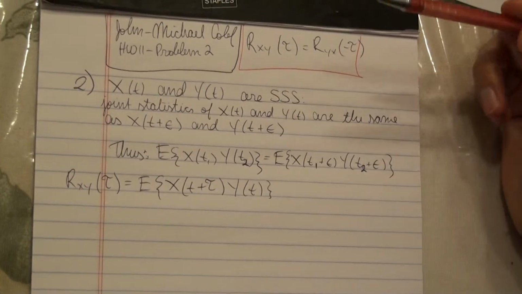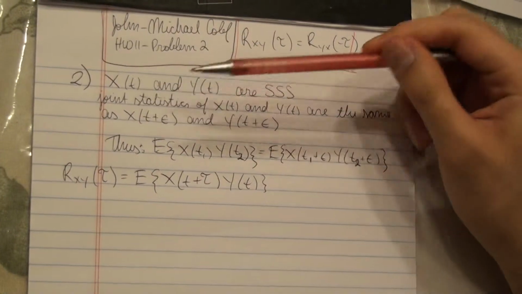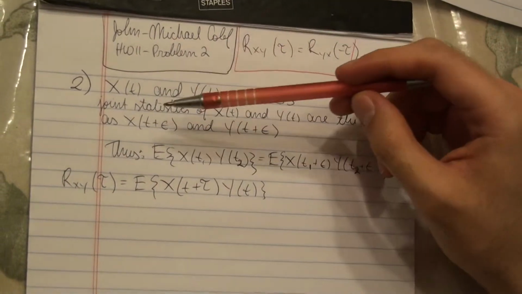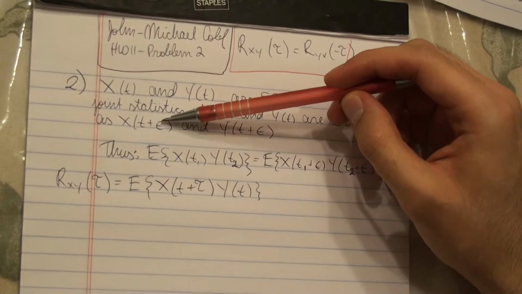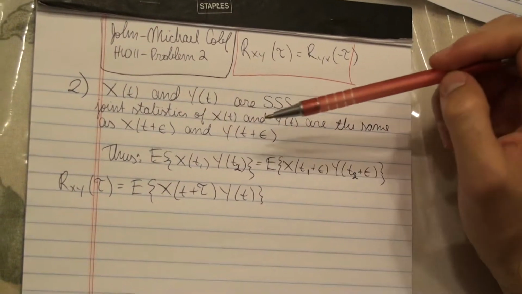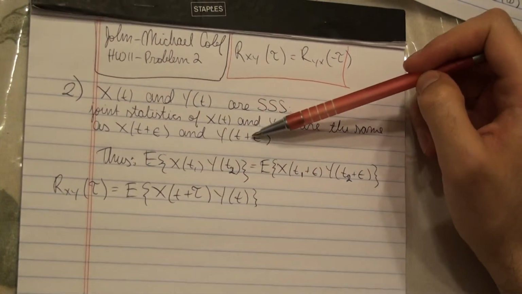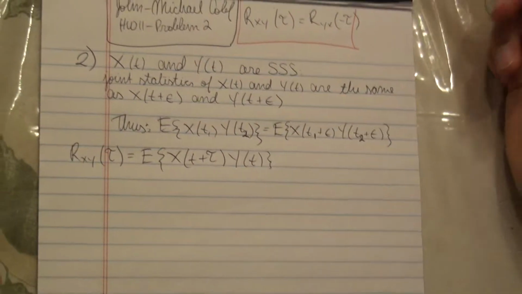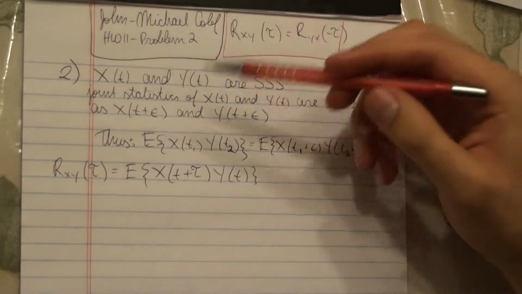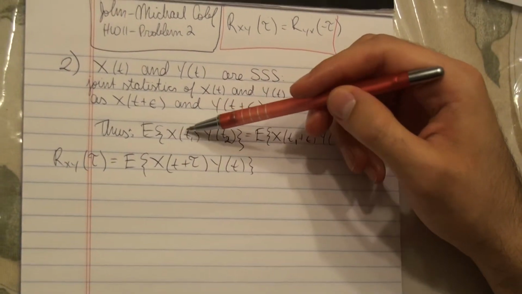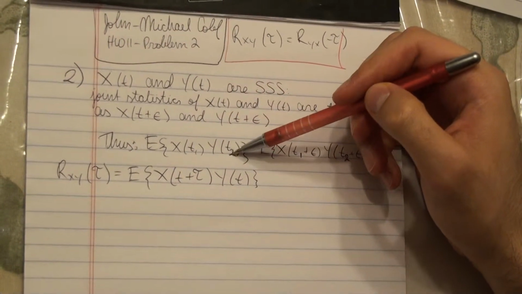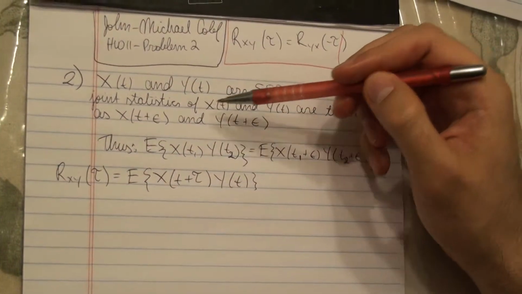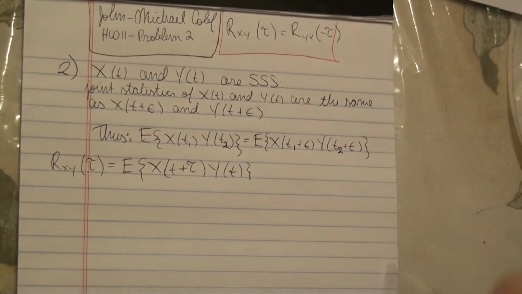That means the joint statistics of x and y are the same as the joint statistics of x of t plus some time shift epsilon and y of t plus the same time shift epsilon. So we can write that the expected value of x of t1, y of t2, by the way, keep in mind that these t's do not have to be the same t. However, these epsilons must be the same.